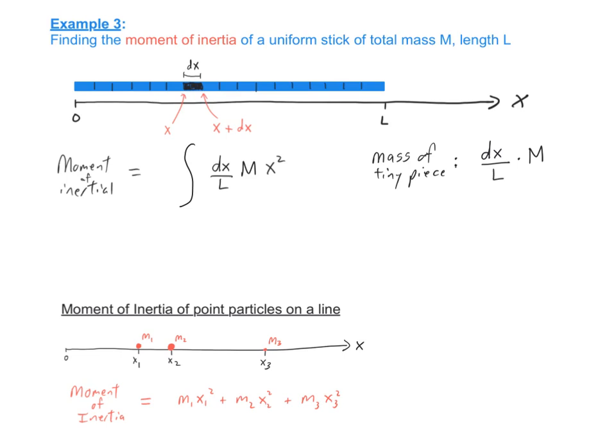And where are we adding from? We're adding from this leftmost segment that's at x equals 0 all the way to the rightmost segment at x equals L. And this quantity here that we just constructed is the moment of inertia of this stick about the origin.